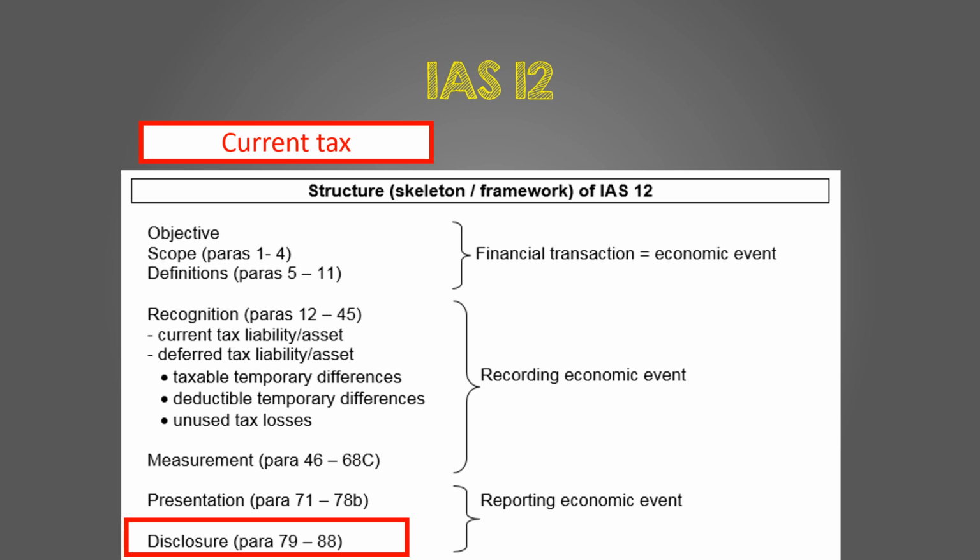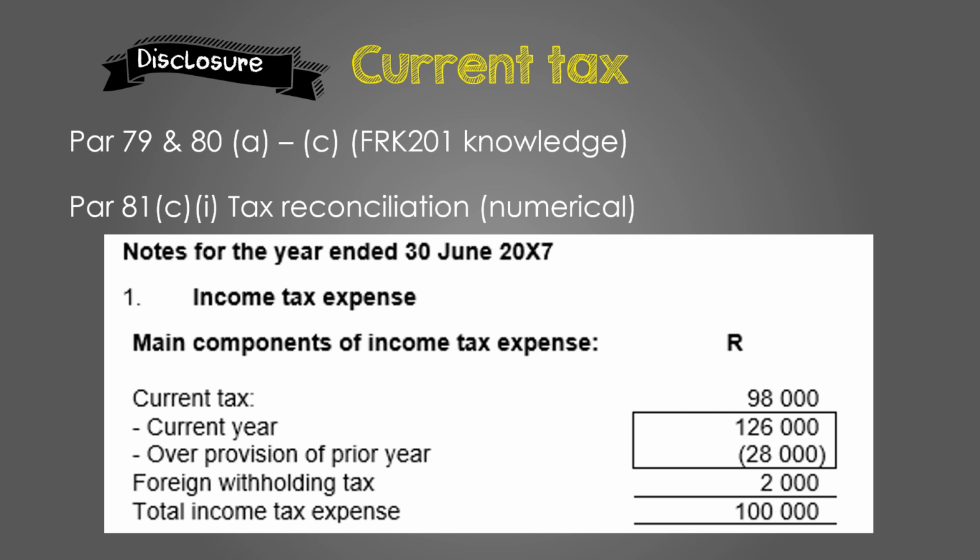Okay, and then lastly, for current tax, the disclosure. So the disclosure of current tax in the note, you are familiar with that. It's just the foreign withholding tax that we have now added to that. So that's your FRK 201 knowledge. But there's also a part 2. So this is only part 1 of the note.